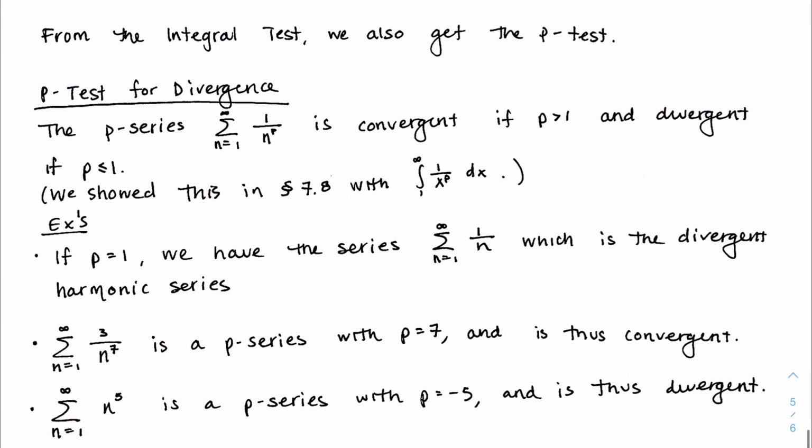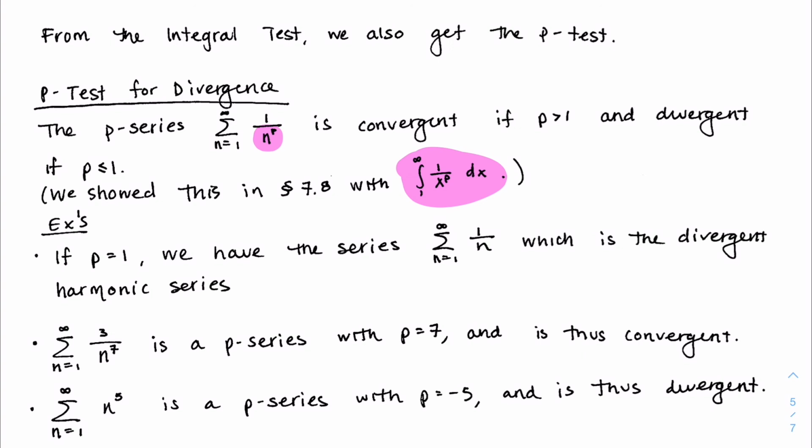So we get something called the p-test for divergence. So way back in section 7.8, we went through and looked at the integral of 1 over x to the p from 1 to infinity. So we call this a p-series because if you notice, you're going to have the variable to a power, so p for power. What we did back then is we knew this integral was convergent if p was greater than 1. So 1 was that cutoff point.